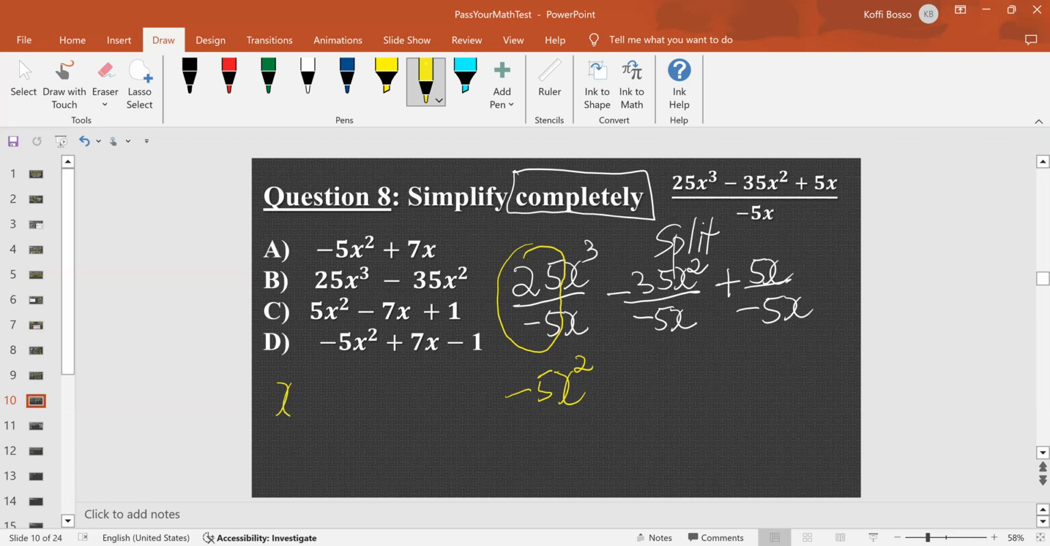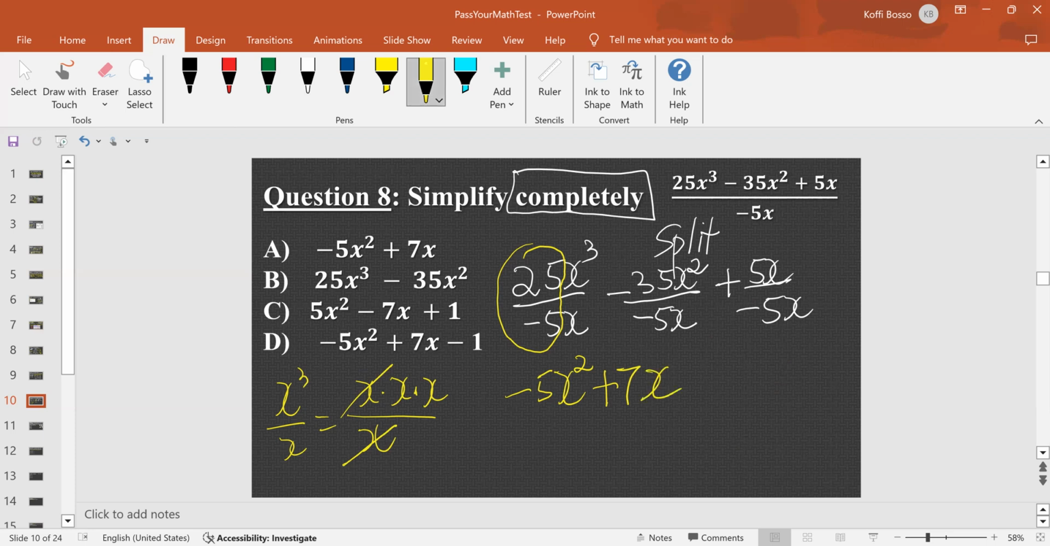Understand something: when they say x cubed divided by x, this is similar to saying x multiplied by x multiplied by x, divided by x. So if you cross out one x from top and bottom, you're left with x squared. We continue. What is negative 35 divided by negative 5? That gives you positive 7. And what is x squared divided by x? It is x.